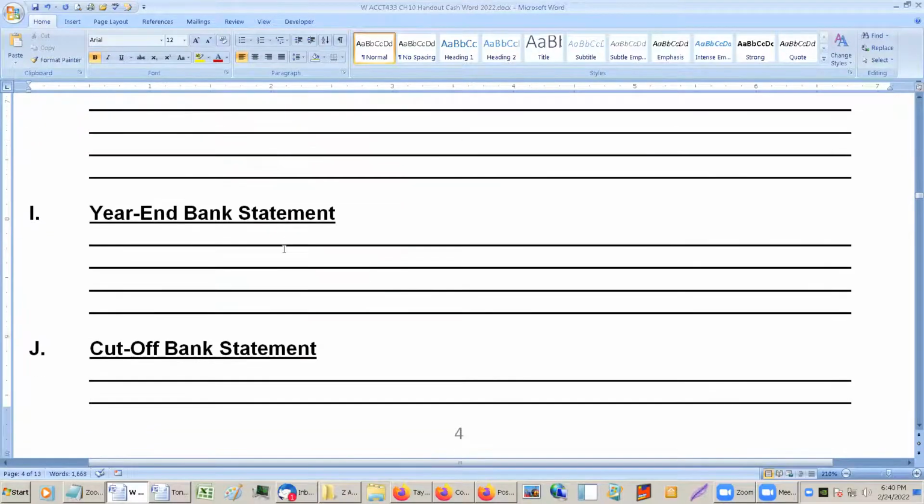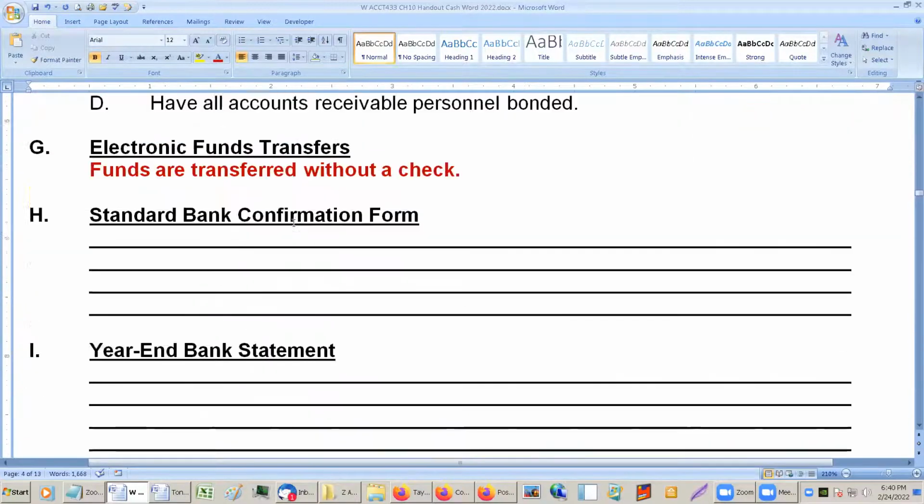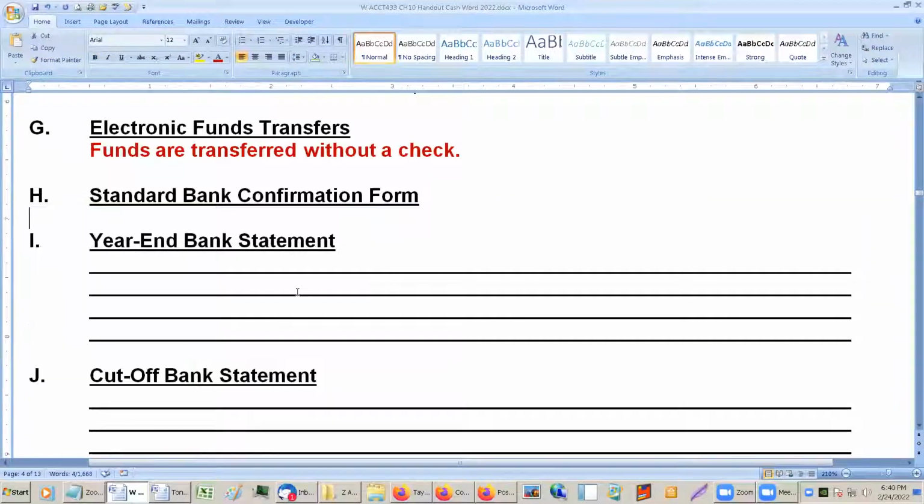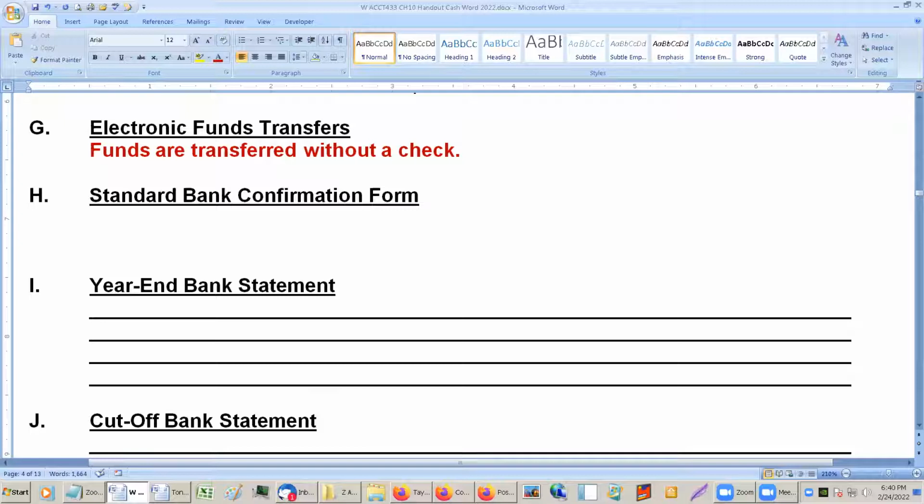Okay, standard bank confirmation form. The bank confirmation form is not a bank statement. A bank statement shows all your activity. A standard bank confirmation form shows the accounts you have and the balances. It'll show the loans and all the details with the loans that you have with the bank. It basically shows all the business that the client has with the bank. That's a standard bank confirmation form.